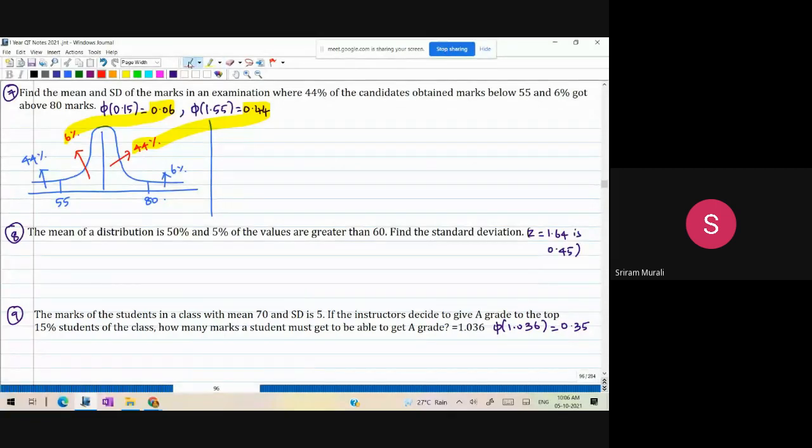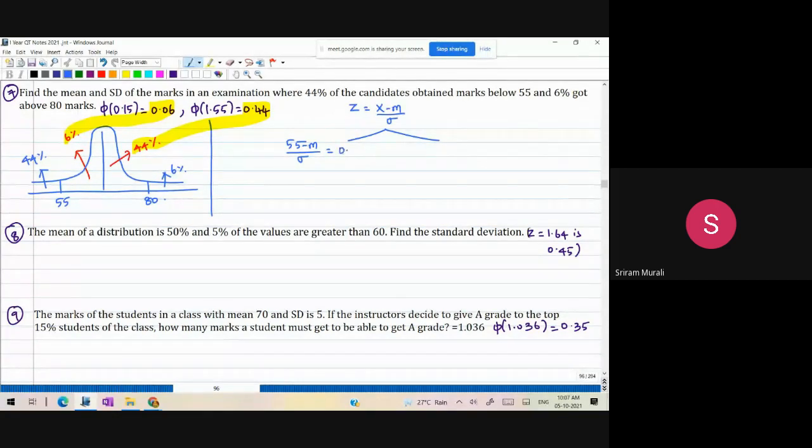Now you come to your Z value. What is Z? Z is equal to x minus m by sigma. You know what area is left? We want to find m and sigma. What is x? In the left hand side, the x value is 55. m is to be found, sigma is to be found. What is the z value?